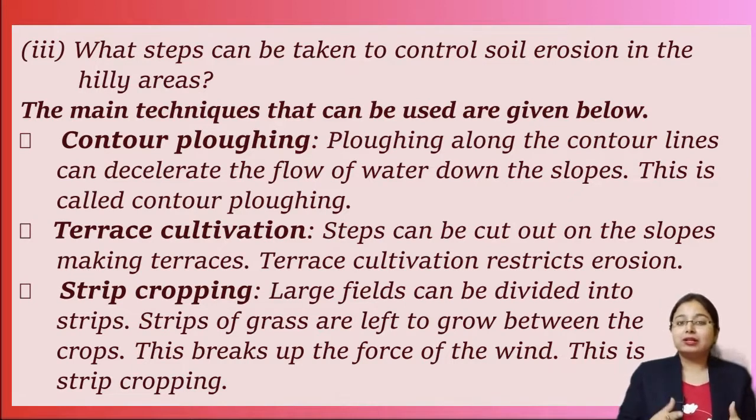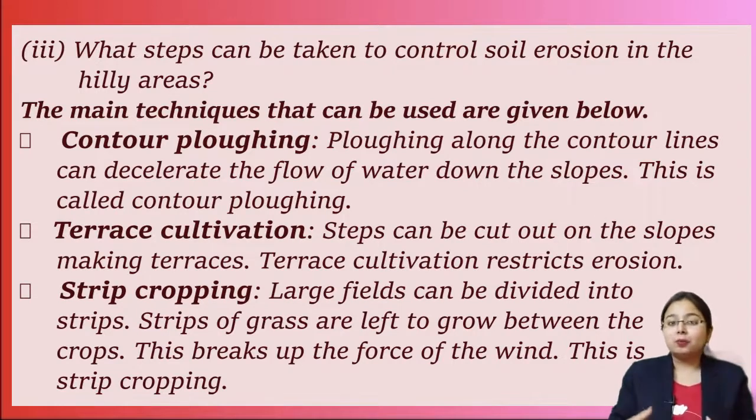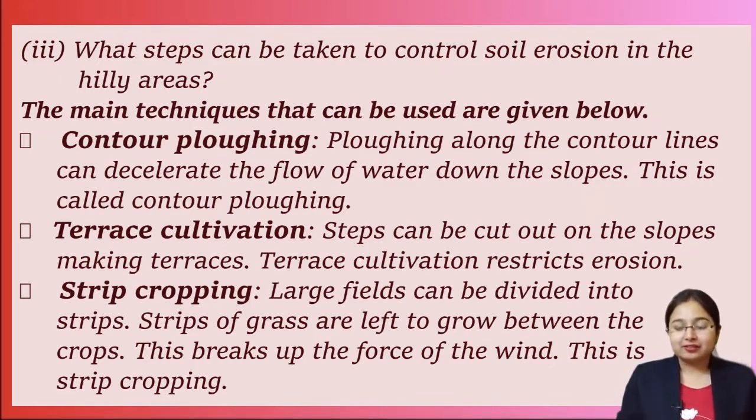Next, I told about terrace cultivation. Children, terrace cultivation means steps can be cut out on the slopes of the mountain in order to make terraces. And what will this do? This will restrict the erosion. There will be several layers. The complete mountain or hilly area will be cut into steps, into terraces, and this is one of the very good steps in order to control soil erosion.